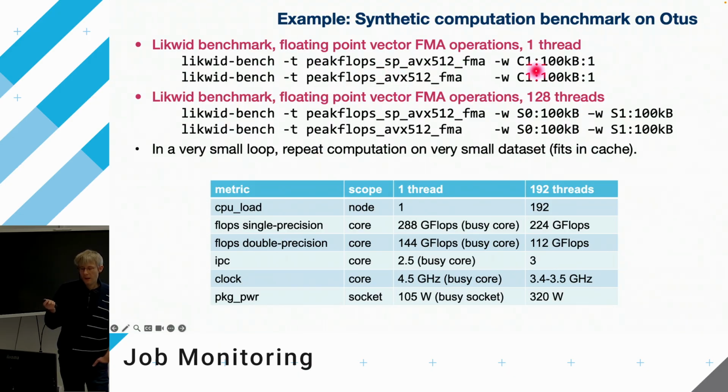So we have a very small data set. It fits in the cache. Therefore, it's also not talking to the main memory. So it's basically just instructions in the CPU, and we see how it influences our metrics. Let's start with one thread. We are doing this benchmark on one thread, and we can achieve 144 gigaflops on the busy core.